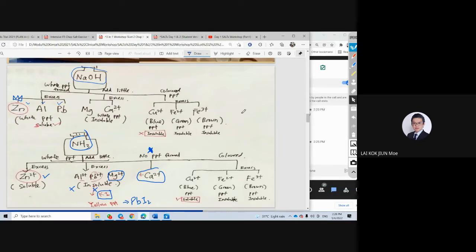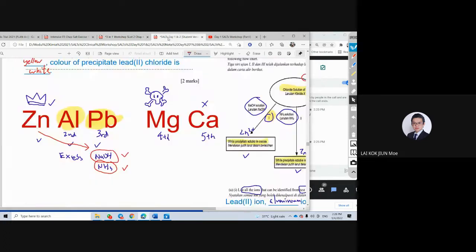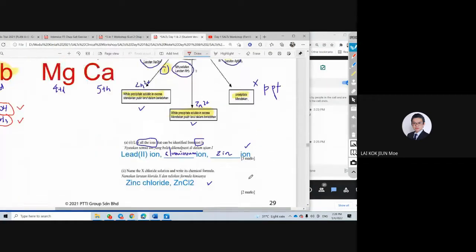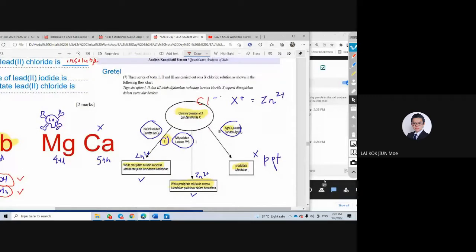Okay, now you know the big picture is like this. So all the colors are easier. So I want to conquer the Zn, Al, Pb, Mg, Ca only. Once you can remember that, no problem at all. Okay, thank you. So far okay for question A12.